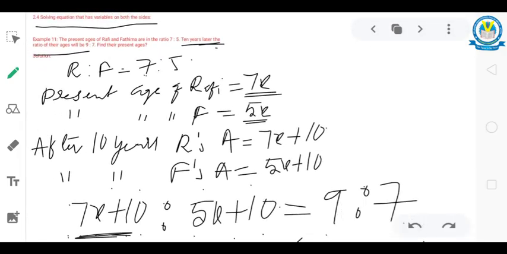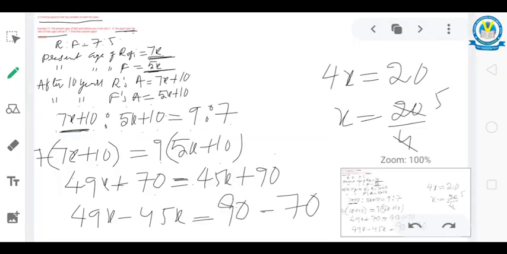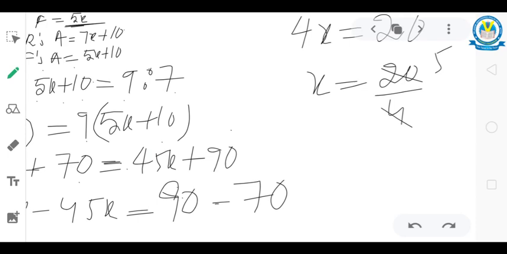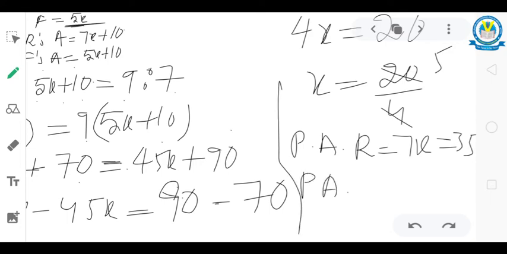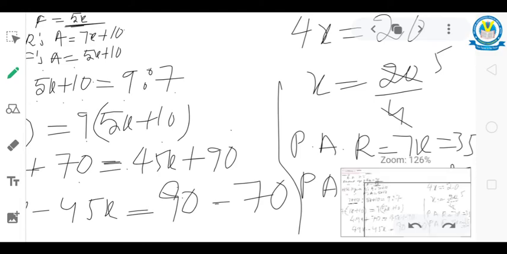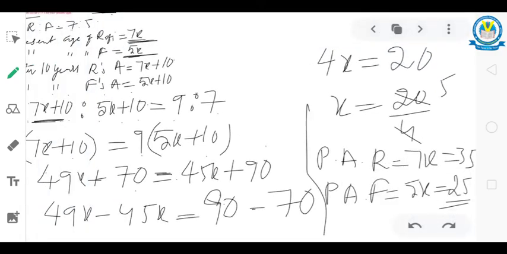But our task is to find the present ages of Fatima and Rafi. Present ages are 7x and 5x. So we know the value of x. Present age of Rafi equals 7x, so 7 into 5 equals 35. Present age of Fatima equals 5x, so 5 into 5 equals 25. These are the ages of Rafi and Fatima. Clear?